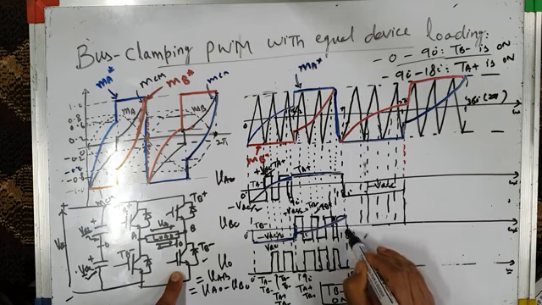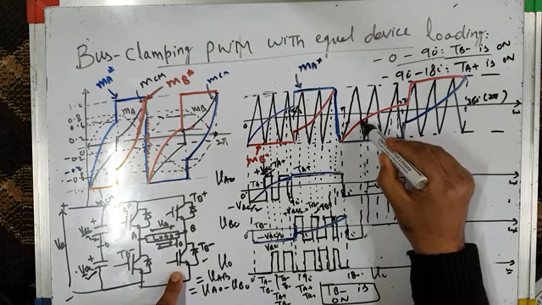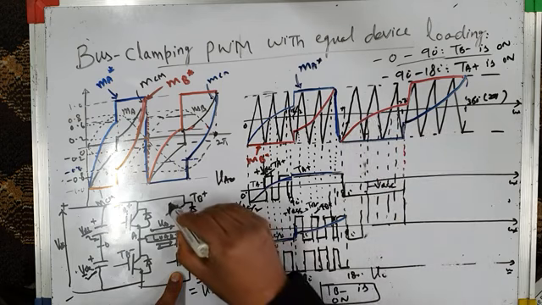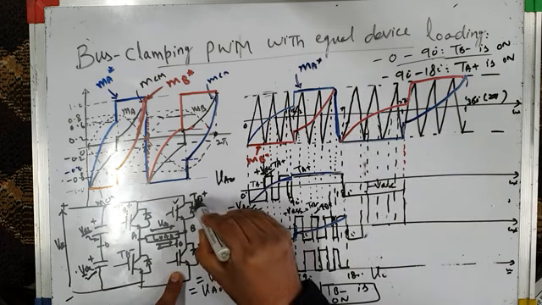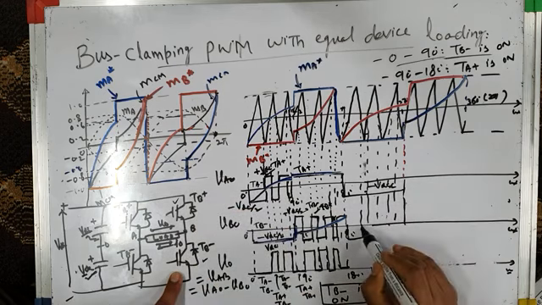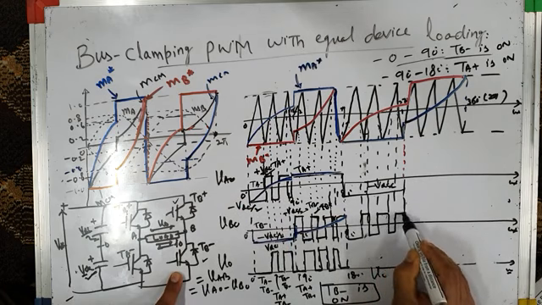So let me show you VBO. It's minus VDC by 2. And from this instant to this instant, MB star, modulating wave, is higher in amplitude than triangular carrier. The top switch of leg B is on. TB plus is on. So therefore VBO is plus VDC by 2. Then it will be again minus VDC by 2, plus VDC by 2, minus VDC by 2, plus VDC by 2, and so on.